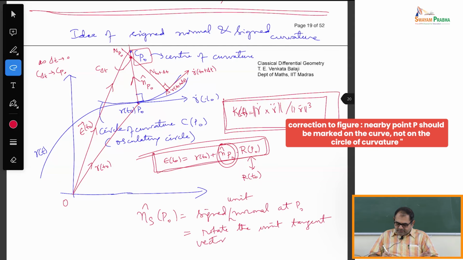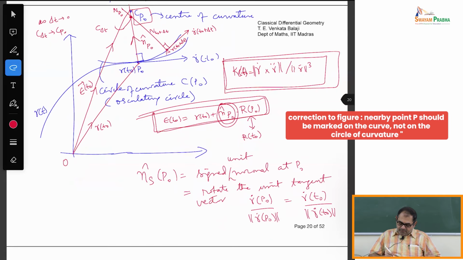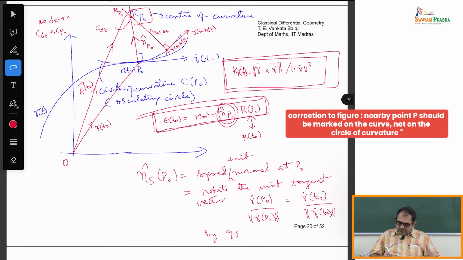And what is the unit tangent vector? Gamma dot at p naught, or you can write gamma dot of t naught, is the tangent vector. You divide it by its length, the norm of gamma dot at p naught. This is the unit tangent vector. You rotate this by 90 degrees in the anticlockwise direction.